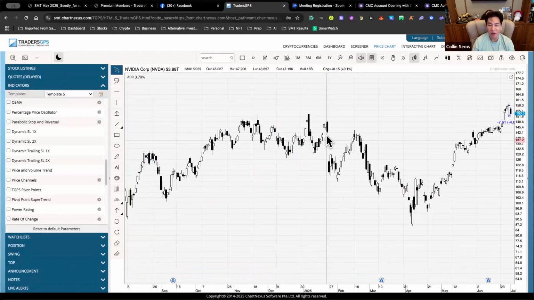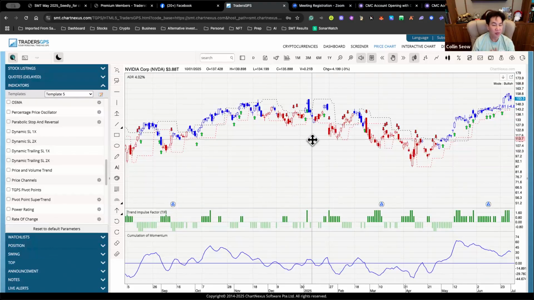By the way, you don't have this thing. By right, you don't have this Trader GPS. So when the price corrects here, let's say the price corrects here, is it more like a trend reversal or more like a correction? This candle, it's the end of January, right?